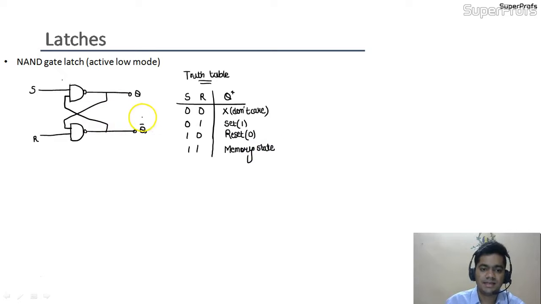So you can make this circuit diagram and write the truth table. Then I am going to start teaching the functioning and the working of a NAND gate latch.